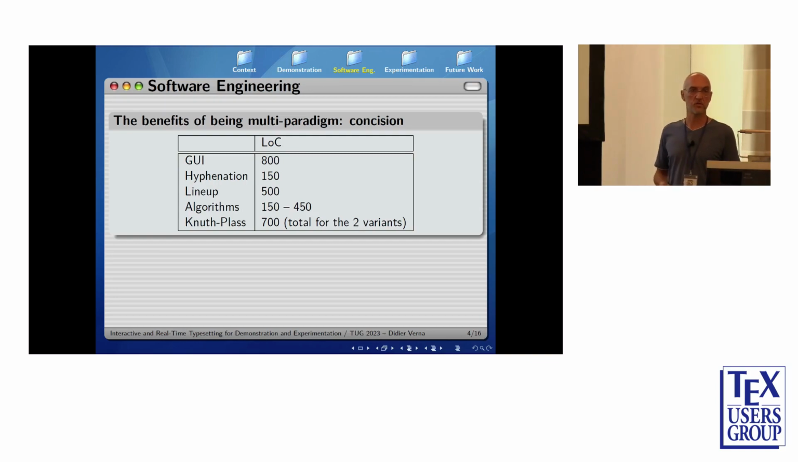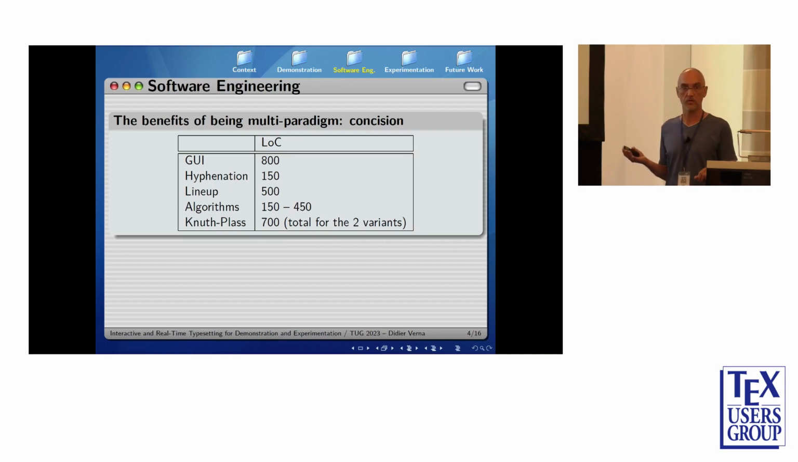The biggest part is actually the GUI boilerplate. It amounts to approximately 800 lines of code. The implementation of the hyphenation engine, which basically is Liang's thesis, is only 150 lines. The line-up computing, which means the pre-processing of the text before the typesetting algorithm runs, so kerning, ligaturing, hyphenation, and all that stuff, amounts to 500 lines of code. Most of the algorithms are implemented in between 150 lines and 450 lines.